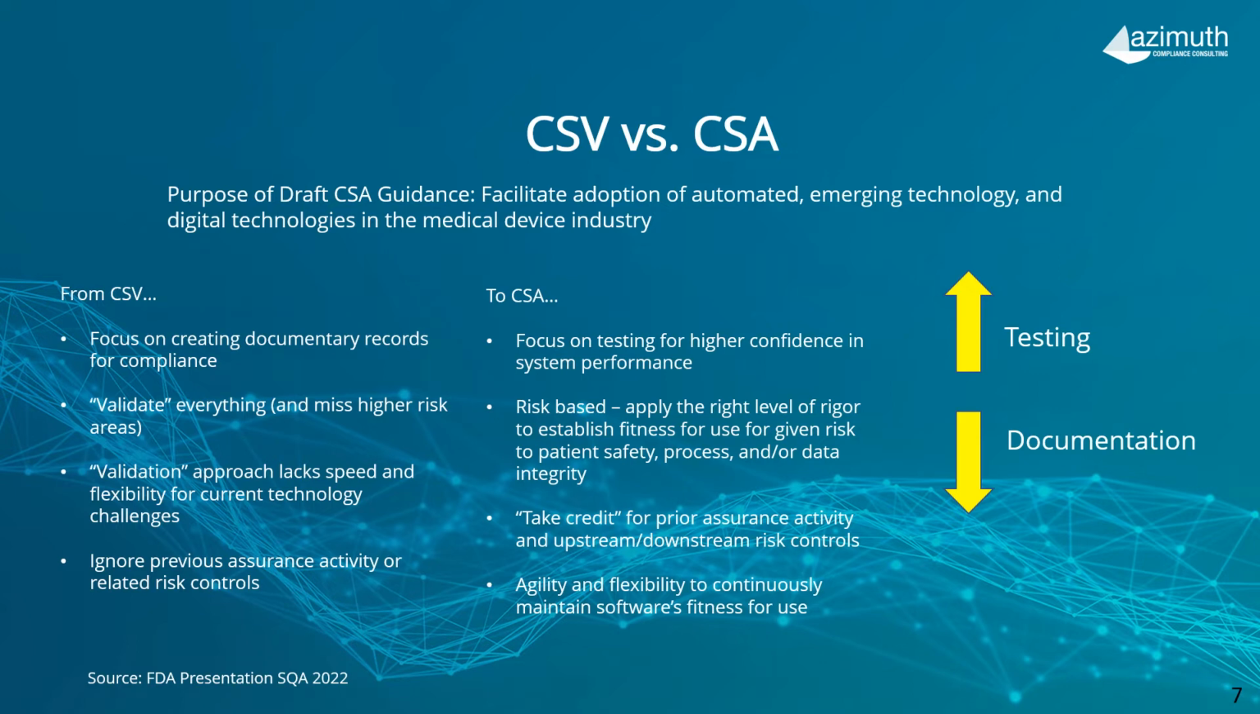This slide shows a comparison from the FDA of CSV versus CSA. When we look at the CSV, we see that the FDA considers the current model as a focus on creating documentation for compliance, validating everything, thus missing critical high-risk items. Lack of speed and flexibility ignores what has been done by the vendor or developer. Whereas FDA views CSA as testing rather than documentation, more focus on high-risk items, use what has previously been performed by the vendor or developer, much more flexibility and easier to maintain.